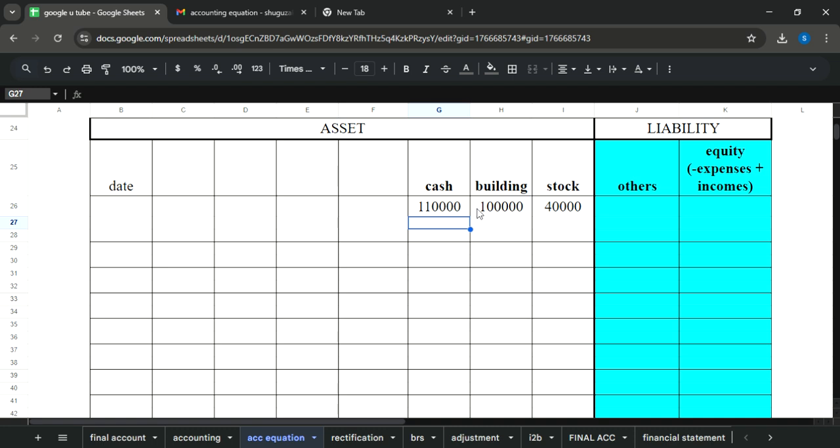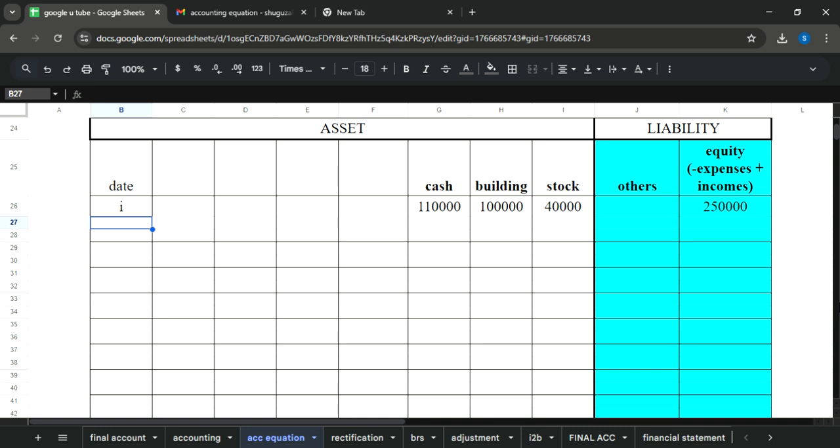On the other side, please note, cash is provided by the proprietor, building provided by the proprietor, stock provided by the proprietor. All these three things are capital. So 1,10,000 is also capital, then 1 lakh is also capital, and 40,000 is also capital. It means 250,000 in total capital is provided by the proprietor. This is entry number 1. Here you will post it.